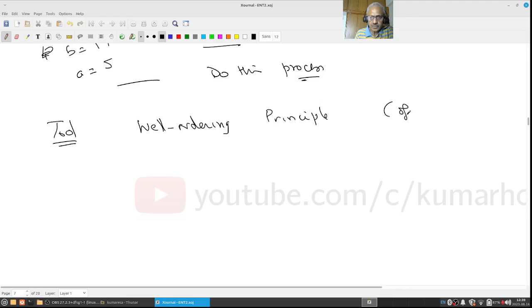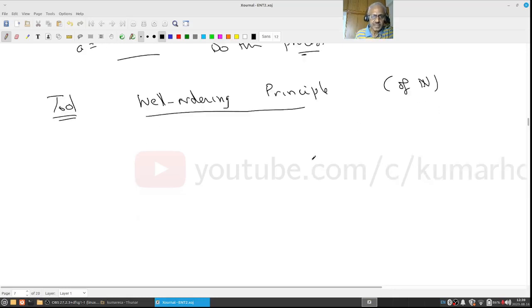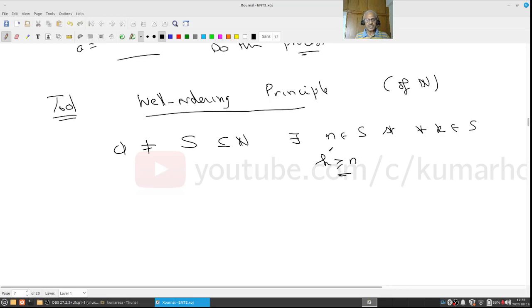This is the well ordering principle for natural numbers. What does it say? It says that if S is a non-empty set of natural numbers, then there exists an n in S so that for all k in S, k is greater than or equal to n. That means n is the least. So S has the least element, which is of course naturally the least element.